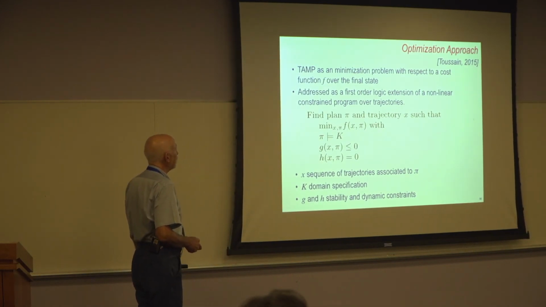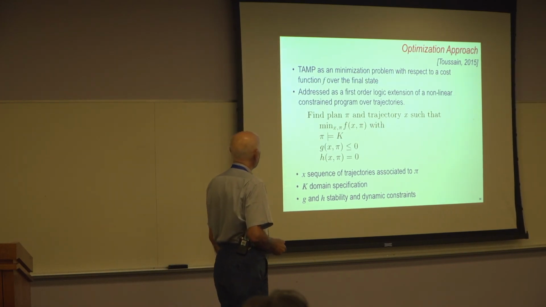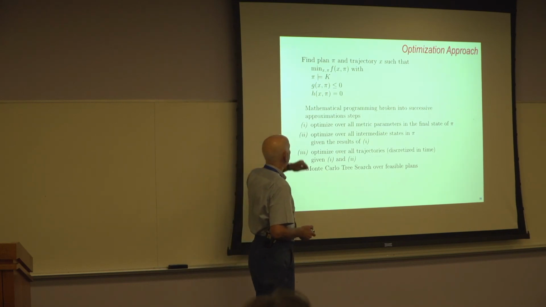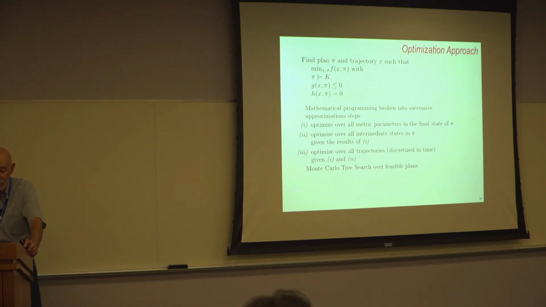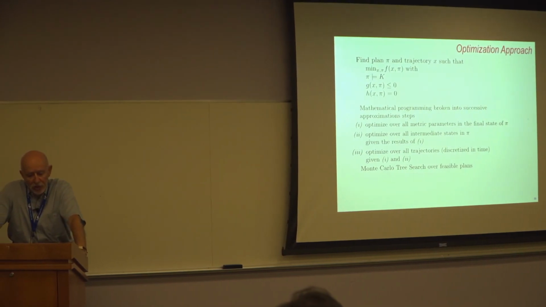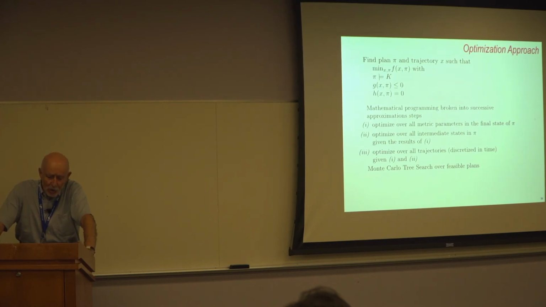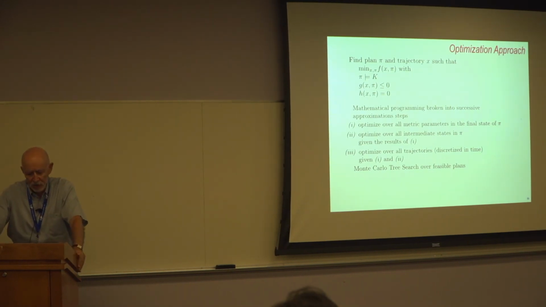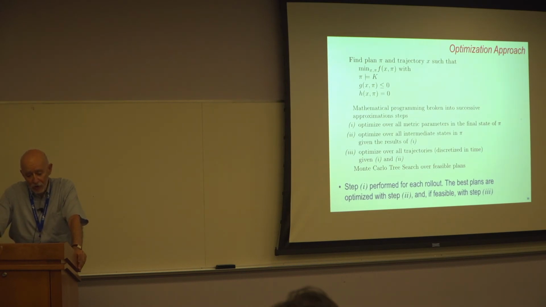So it is, from the mathematical viewpoint, quite an elegant approach, and it has been found as well adapted to solve specific classes of problems I'll illustrate in a moment. Let me just mention that the mathematical programming that I stated very briefly is broken into successive approximation stages. You have a first stage which optimizes over all metric parameters in the final state. You have a second stage which optimizes over only intermediate states in pi, giving the results without taking into account trajectories between them, and you have the final stage which optimizes over all trajectories, discretizing in time over 1 and 2. And you do Monte Carlo tree search on your feasible plans. Basically, step 1 is performed for each rollout of your Monte Carlo, and the best plans are optimized with respect to step 2, and if they are feasible with respect to step 3, where you end up finding the motion.